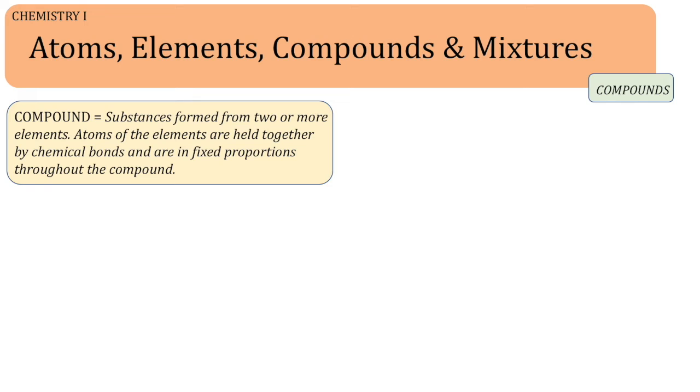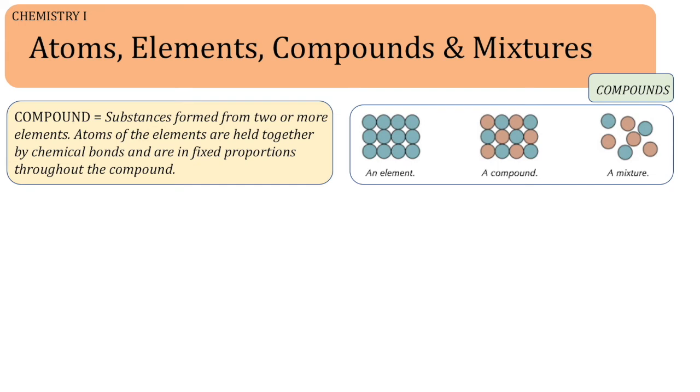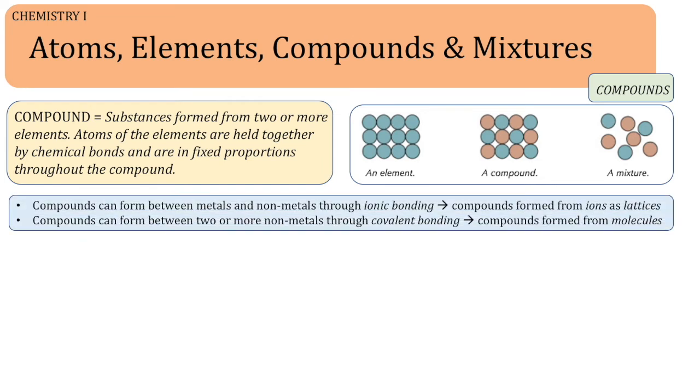Here, we can see the arrangement of atoms in an element, which has only one type of atom, and we can see how atoms are arranged in a compound and in a mixture. Again, the key difference is that the atoms of differing elements in a compound are held together by chemical bonds, whereas in a mixture there are no chemical bonds present.